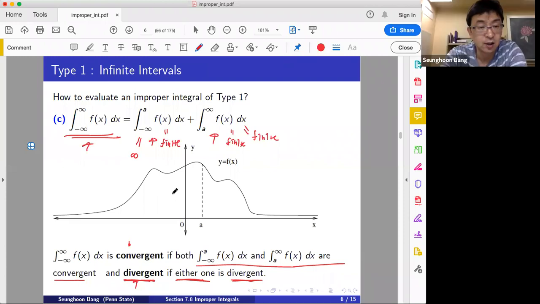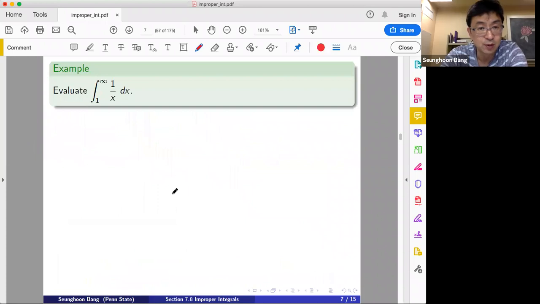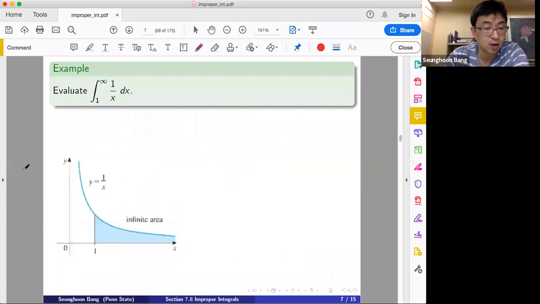The next tip, I'm going to give one example. Integral from 1 to infinity of 1 over x dx. Geometric meaning: you can draw y equals 1 over x from 1 to infinity, and find the area under the curve from 1 to infinity. So how can you calculate it?